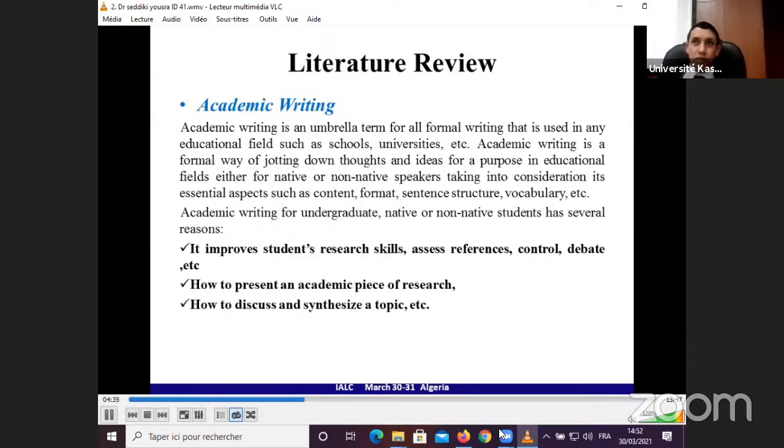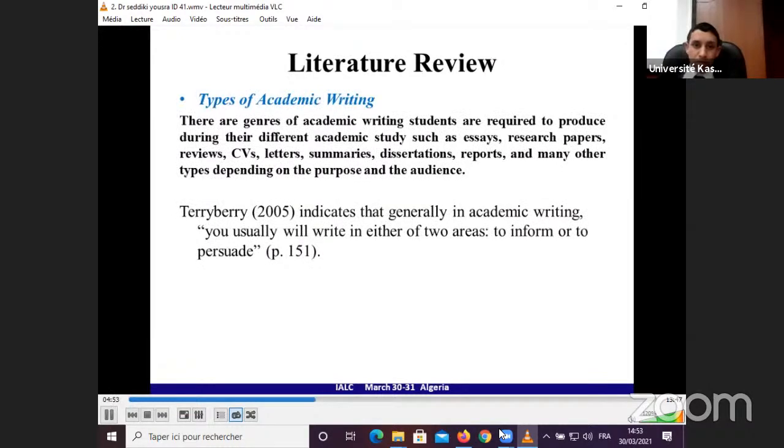It improves students' research skills, how to present an academic piece of research, and how to discuss and synthesize a topic academically. Types of academic writing. There are various types of academic writing students are required to produce during different academic settings, such as essays, research papers, reviews, CVs, letters, summaries, dissertations, reports, and many other types, depending on the purpose and the audience. According to Terry Berry 2005, he indicates that generally in academic writing, usually we write in either of two areas, to inform or to persuade.